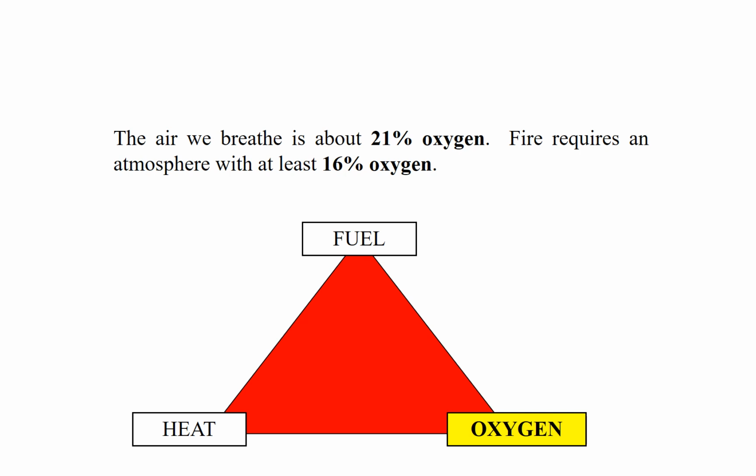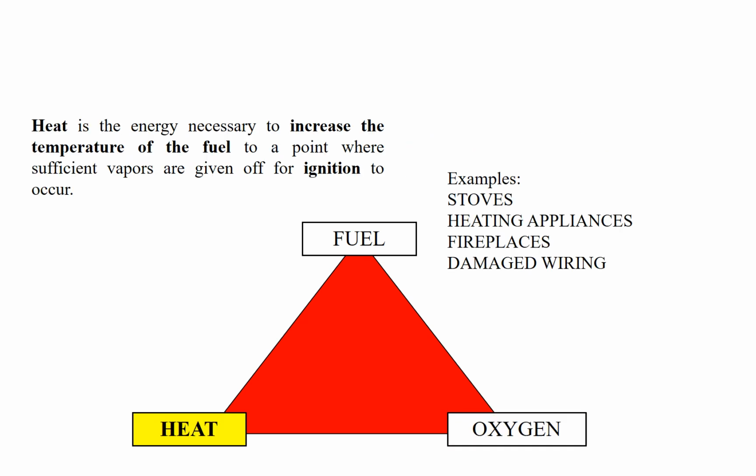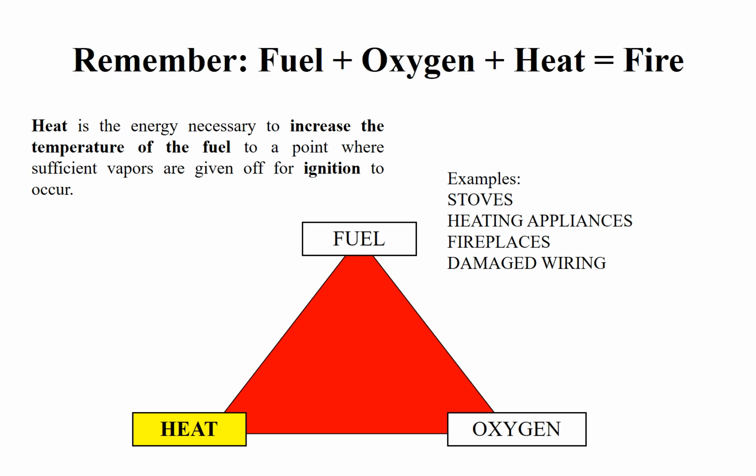Next is oxygen. The air we breathe is about 21% oxygen. For a fire, we need at least 16% oxygen for it to burn. And the next thing is heat. Heat is the energy needed to increase the temperature of the fuel to a point where sufficient vapors are given off for ignition. So heat sources could be your stoves, your heating appliances, your fireplaces, or damaged wiring. Remember, fuel plus oxygen plus heat means we now will have a fire.